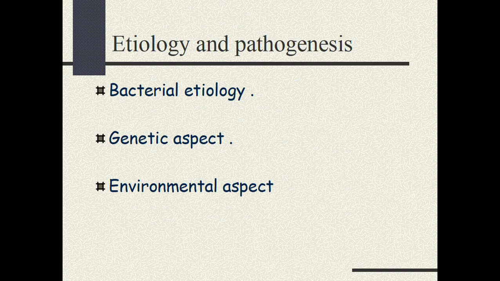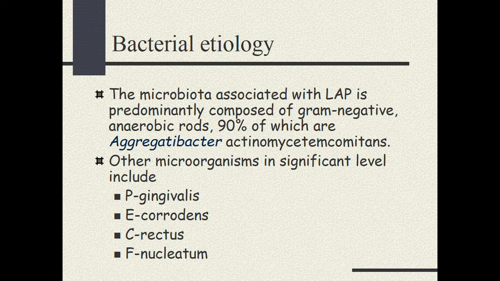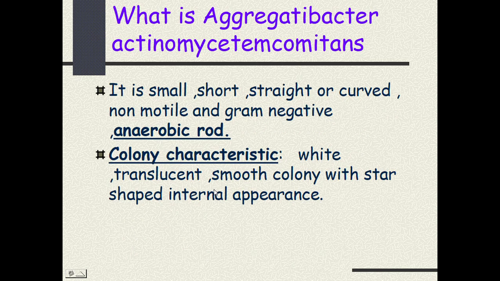Etiology and pathogenesis: bacterial etiology, genetic aspect and environmental aspect. Bacterial etiology. Most of the time, the bacterium associated with the disease is the gram-negative anaerobic rod Aggregatibacter actinomycetemcomitans, and other organisms are Porphyromonas gingivalis, and all other bacteria are given here on the screen.